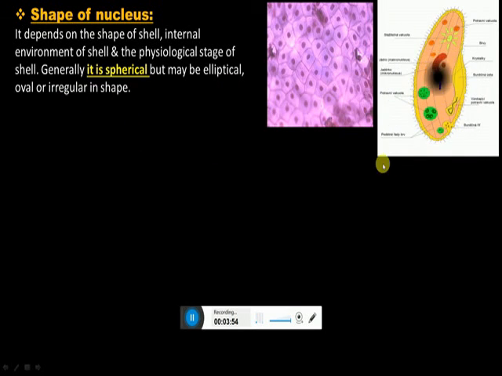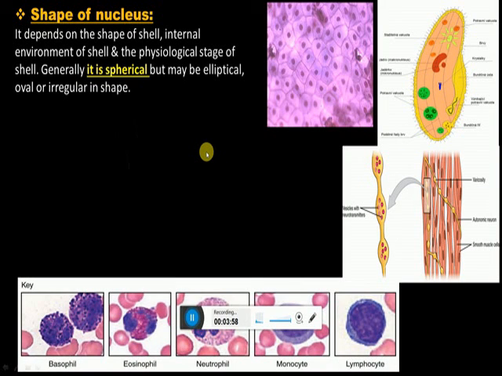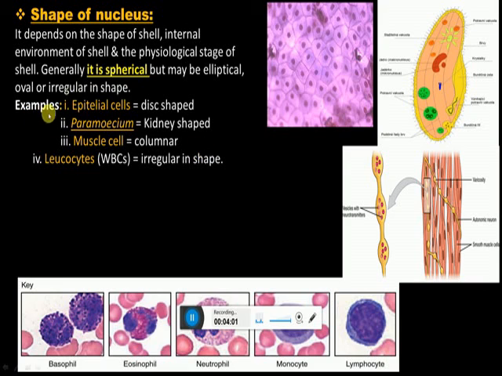The shape is generally spherical or round, but we are going to see different types of cells. For example, epithelial cells have disc shaped nuclei, then paramecium has a kidney shaped nucleus. These are disc shaped nuclei in the epithelial cell. This is a kidney shape or horseshoe shape macronucleus in the paramecium. The muscle cell has a columnar type of nucleus. You can see the elongated or columnar, tall nucleus. So it is the muscle cell.